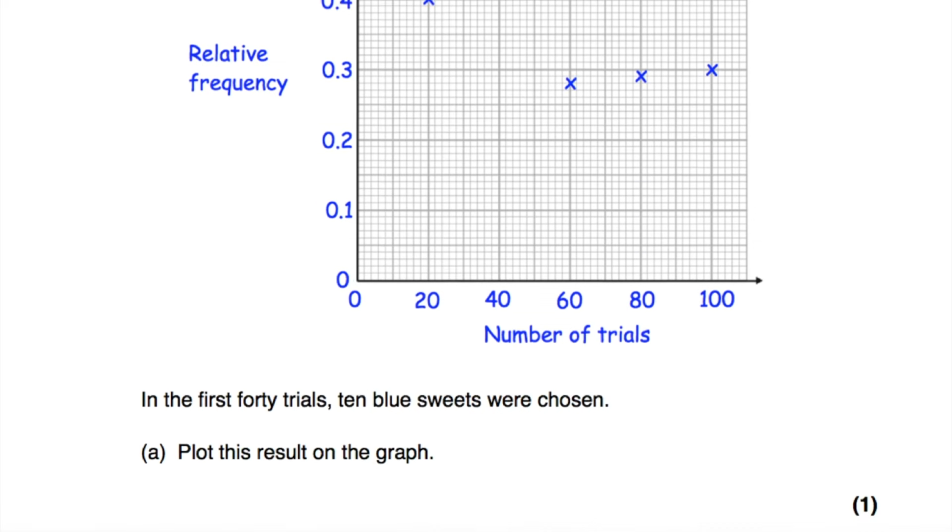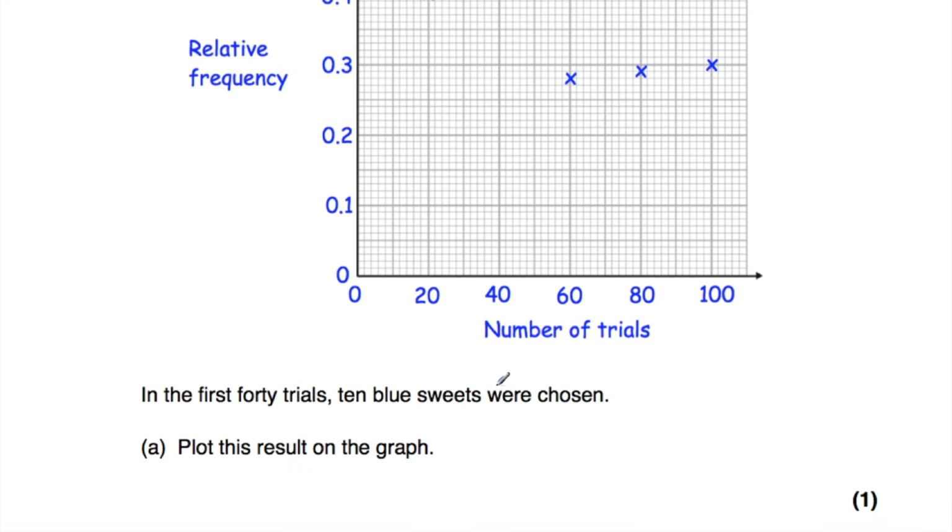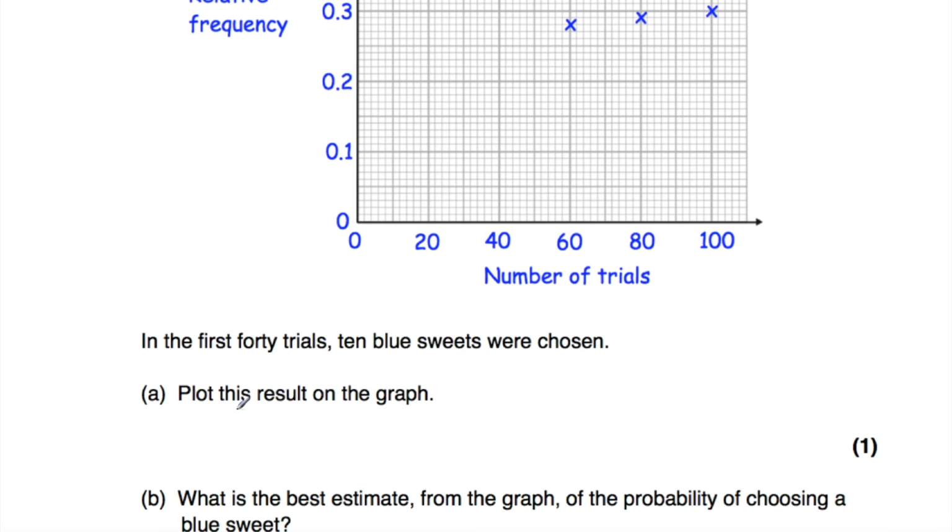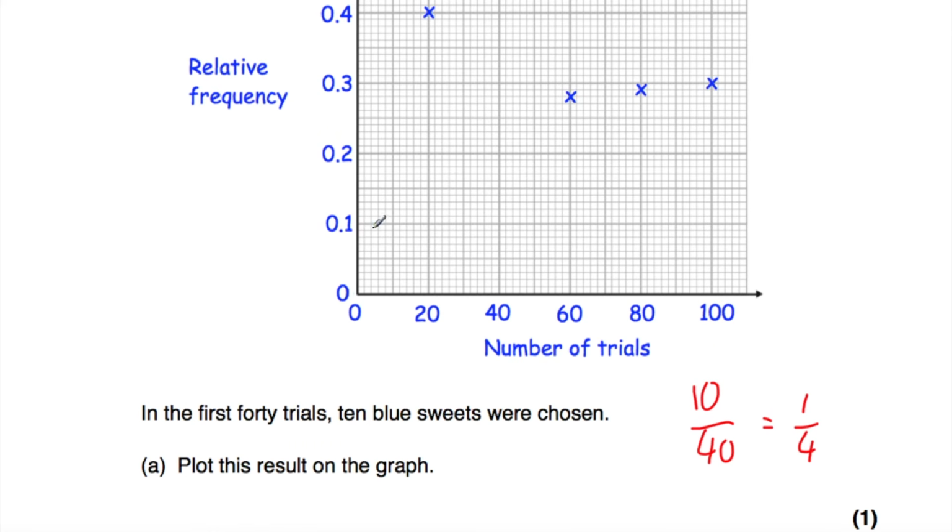Let's go on down. We're told in the first 40 trials, 10 blue sweets were chosen. Plot this result on the graph. Okay, so we need to plot this result on the graph. So it says in the first 40 trials, 10 blue sweets were chosen. So let's write down the relative frequency of a blue. So it'll be out of 40 because there's 40 trials and there was 10 blues, so that's 10 out of 40. Now 10/40ths is the same as 1/4, and if we go up in the vertical scale, the relative frequency is given as a decimal and 1/4 is 0.25. So that means that after 40 trials, the relative frequency of a blue is 0.25.